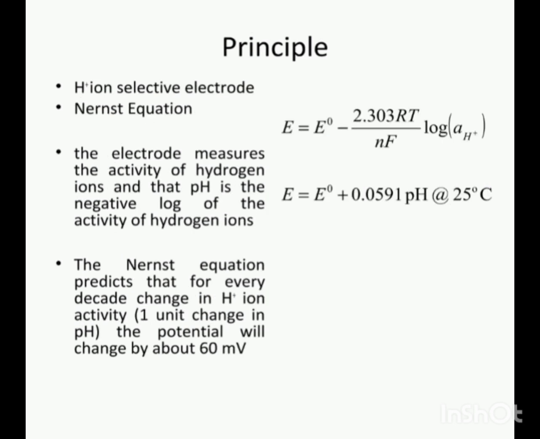And what is the principle of this electrode? It is an H+ ion selective electrode, and the Nernst equation is E = E0 - (2.303RT/nF) log a(H+), so E = E0 + 0.591 pH at 25 degrees Celsius. The electrode measures the activity of hydrogen ions, and pH is the negative log of the activity of hydrogen ions. The Nernst equation predicts that for every decade change in H+ ion activity, the potential will change by about 60 mV, millivolt. And this is the principle behind the glass electrode.